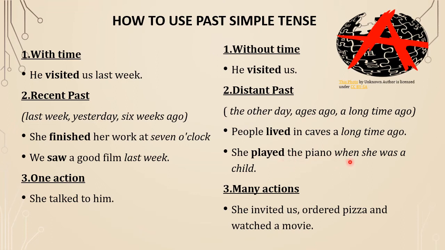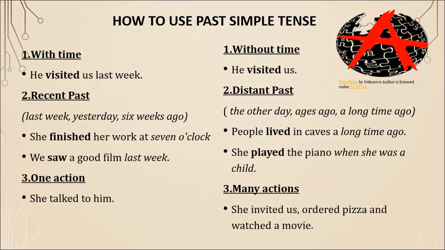She played the piano when she was a child. She is not a child now, so this is an action which belonged to the past. At the same time, you can talk about one action at a time. She talked to him, one action only. Or you can talk about many actions. She invited us, ordered us, and we watched a movie. So many actions can be listed here.